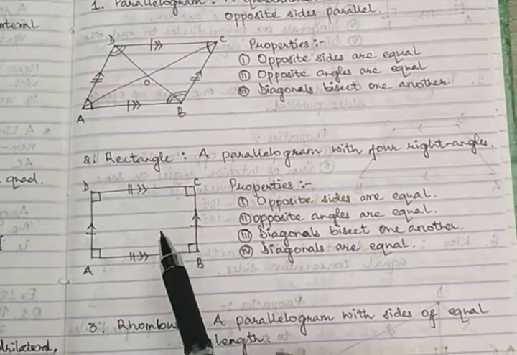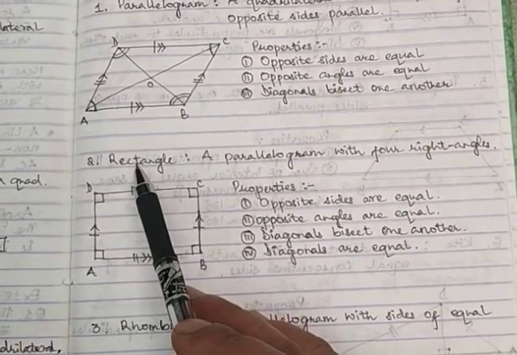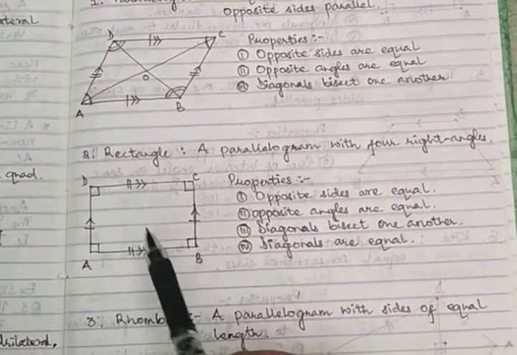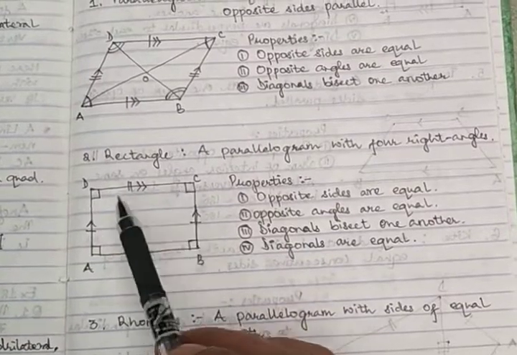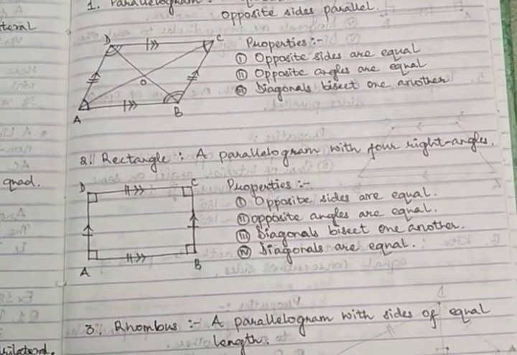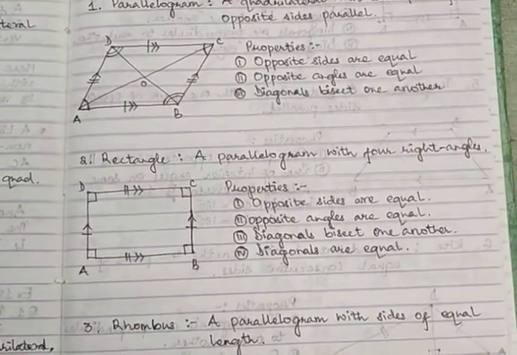But what makes it so special that it got its unique name as rectangle is because of its angles. All four angles are equal, and all four angles are equal to 90 degrees. Okay, this is how you need to differentiate between two quadrilaterals.